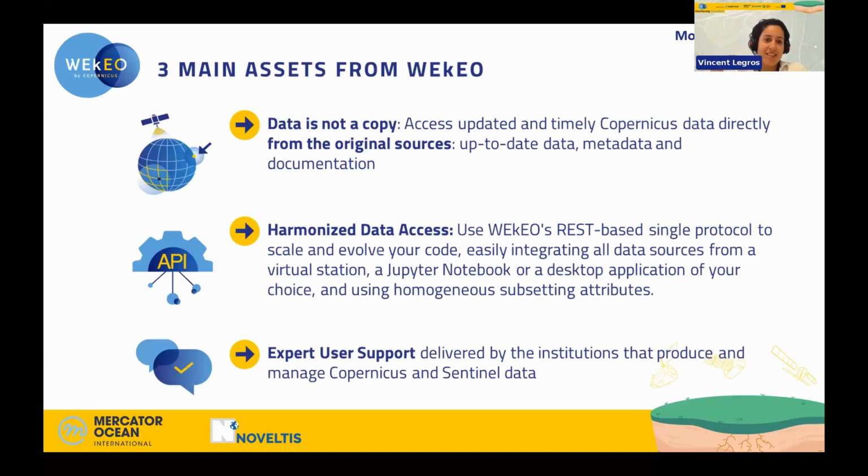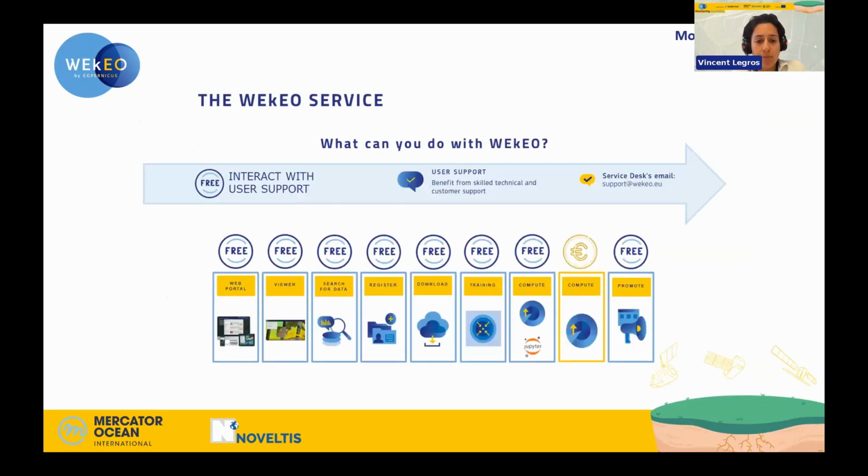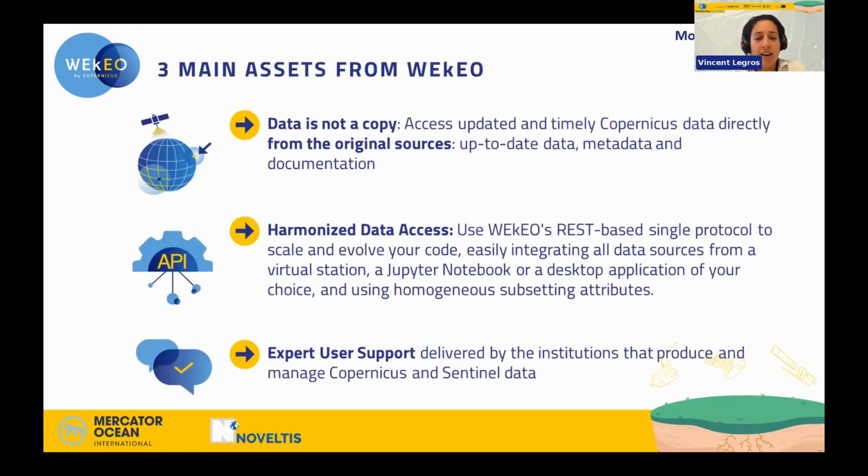So the three main points of WEkEO and why it is an advantage is that it provides direct access to all the Copernicus services data, which is directly linked to the original sources. So it is not a copy. And this access is also harmonized. That means that it facilitates some programming or analysis that you might need to do with that data.